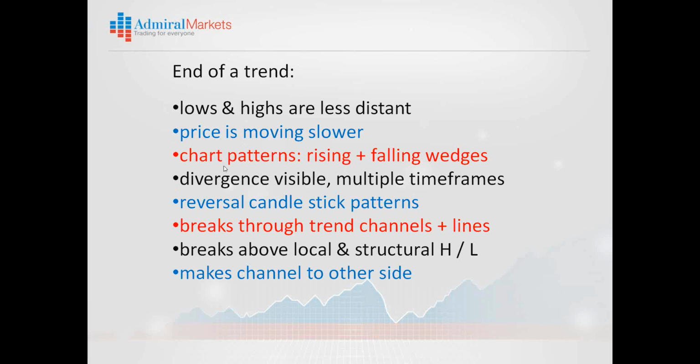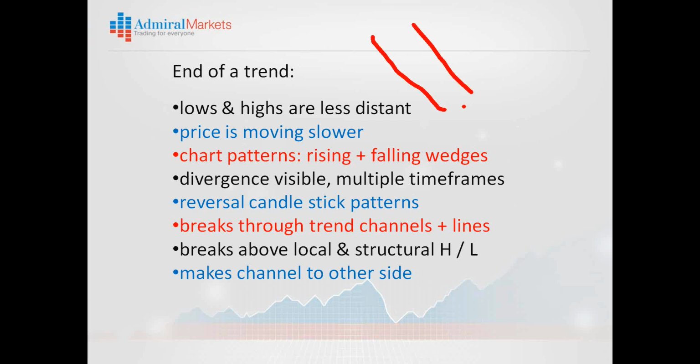A classical example is, for example, the euro yen. When it was at 94, we had divergence on, I think, the week chart, day chart, and 4 hour chart. We see reversal candlestick patterns. We see a break of those trend channels and lines. We see breaks above local, but also structural highs and lows. And then, last but not least, we see an angle to the other side, and we can first connect the new bottoms or tops and start building to the other side.